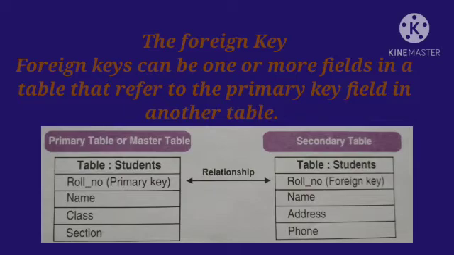And the foreign key table is known as the child table in the relationship. Foreign keys can be one or more fields in a table that refer to the primary key field in another table. A foreign key indicates how the tables are related. The data in the foreign key and primary key fields must match, though the field names need not be the same.